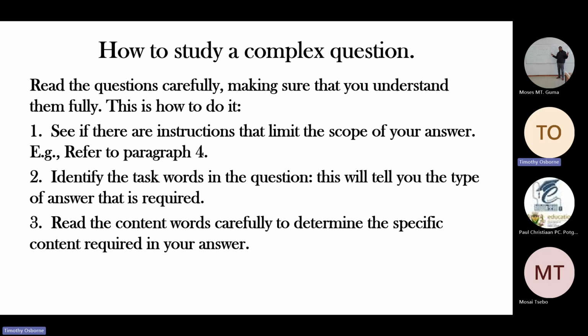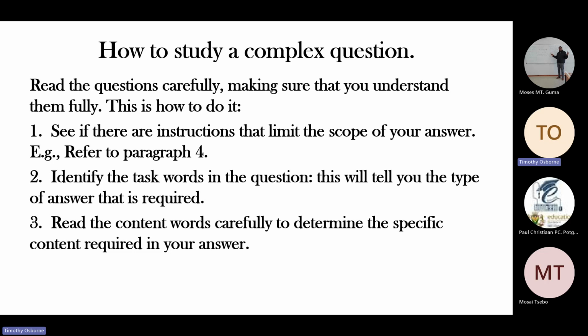But here it is. It says here, read the questions carefully, making sure that you understand them fully. Okay, now that's perfectly straightforward. But now, how do you do this? And here's the method. First, you look at, are there any factors that limit the scope of your answer? And an example of that, here I've given it to you, refer to paragraph 4, or answer in your own words. These are limiting factors.